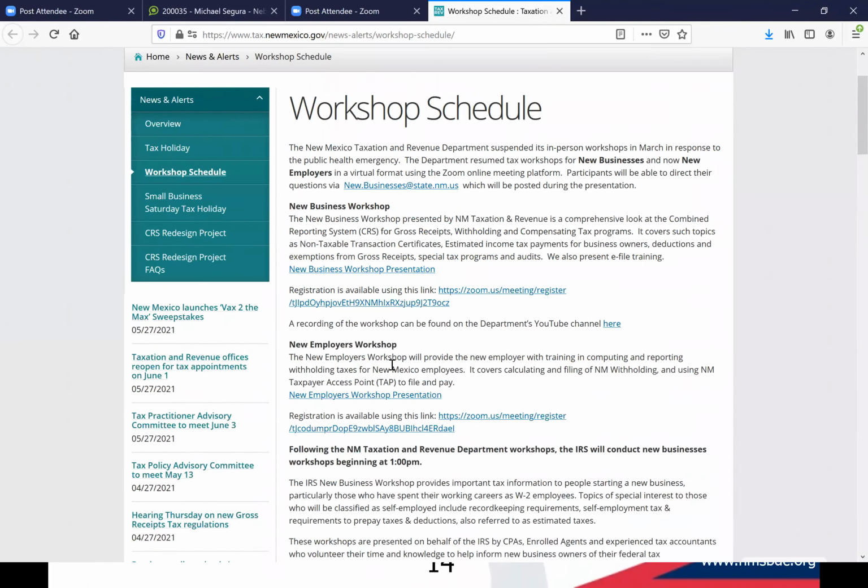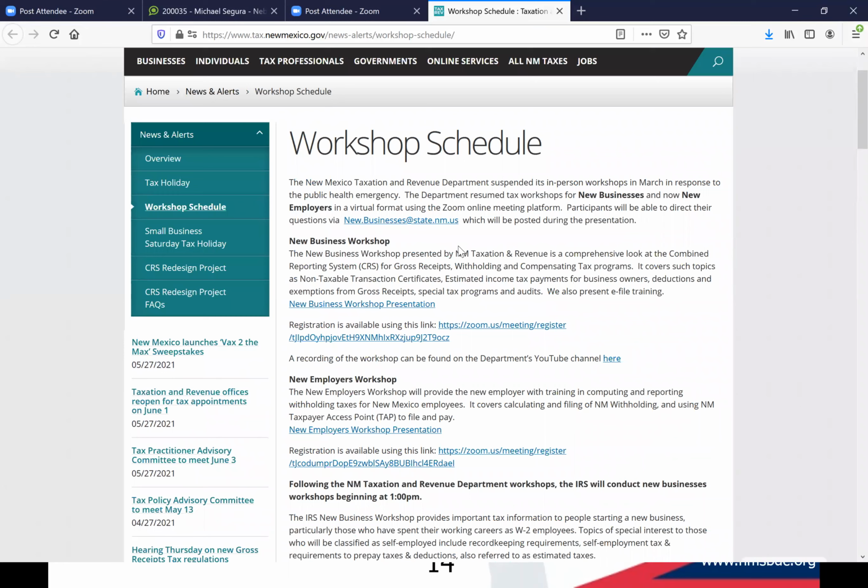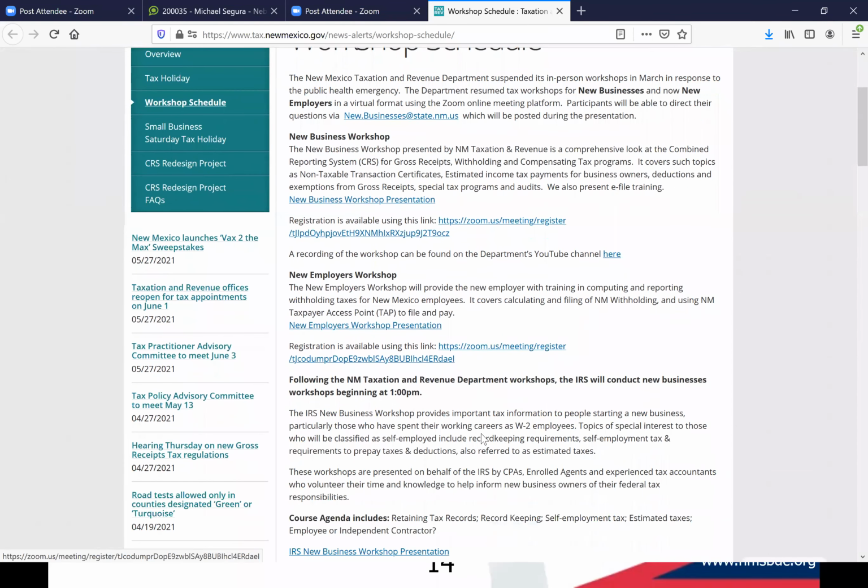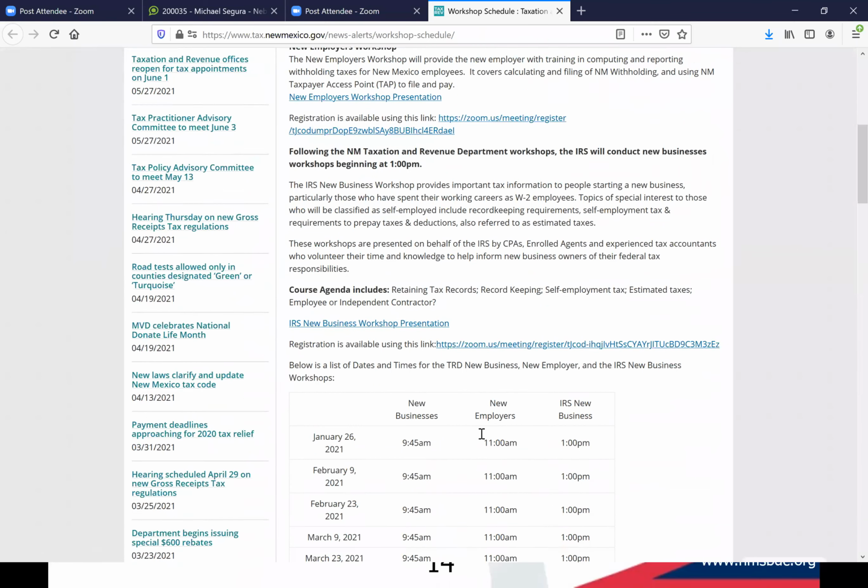So here, there are 2 types of workshops from the New Mexico Taxation and Revenue Department. There's the New Business Workshop and the New Employers Workshop. They're each an hour long. And if you're going to start a business, just take it. It's an hour or 2 hours out of your day. Even if you're not going to handle your tracking and payment of gross receipts tax or state employment taxes, take it anyway so you know what you're subject to and how it works, so you don't get taken advantage of by an unscrupulous professional.